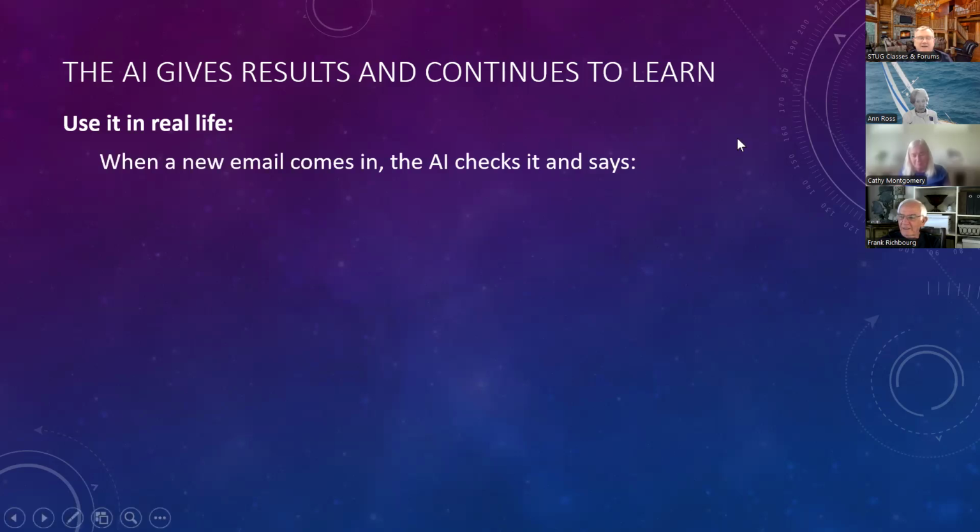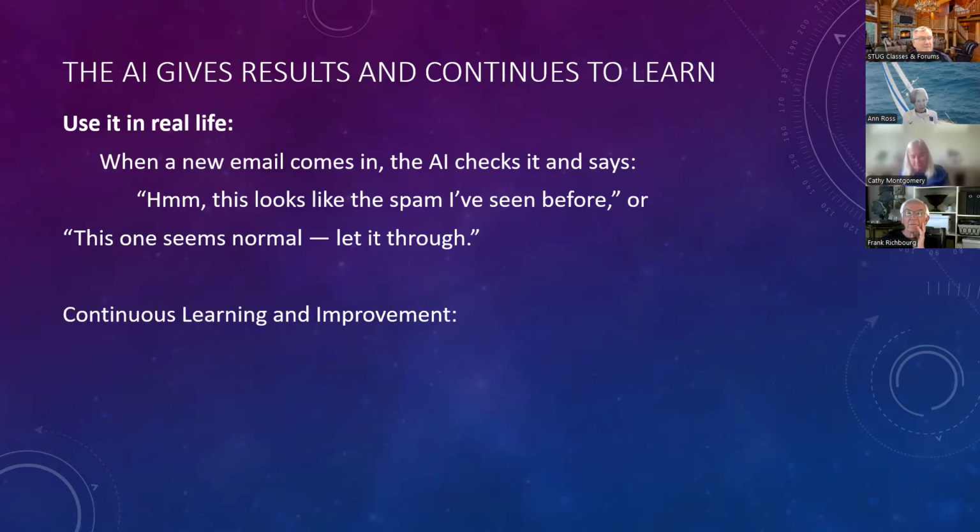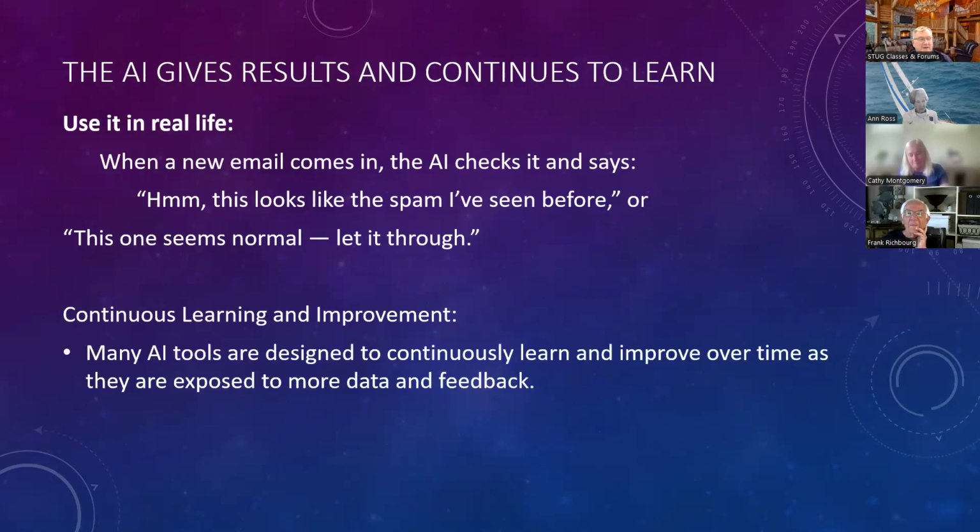So when a new email comes in, AI can check it before you even see it. This looks like spam, I've seen it before. Or this one seems normal, let it go through. Right? Continuous learning and improvement is what it does.